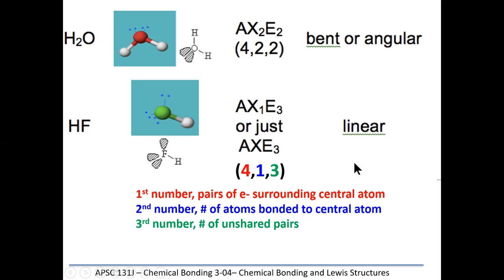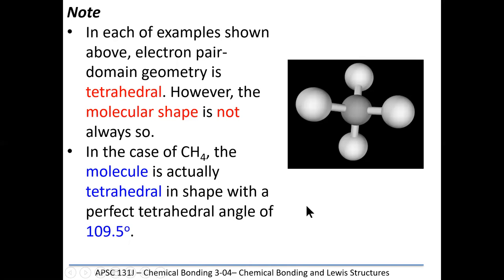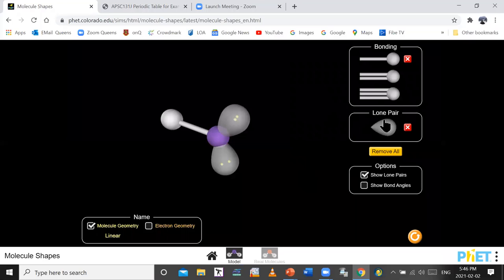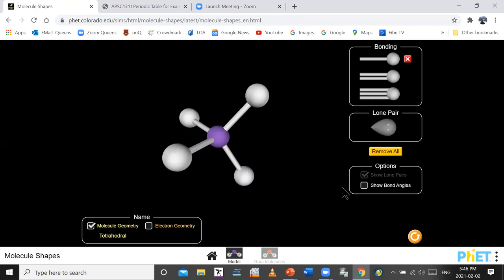Now, we've already looked at this particular shape. Again, the electron pair domain geometry is how many electrons are surrounding it. Even though the electron pairs are there, if they're not being shared with other atoms, they're not going to contribute to the shape. So the angle in this particular molecule would be 109.5. So we can look at that here. So let's take a look. Let's simply remove those two and then add two more. And we can see it shows you the bond angles here.